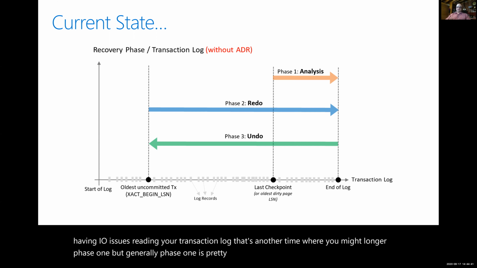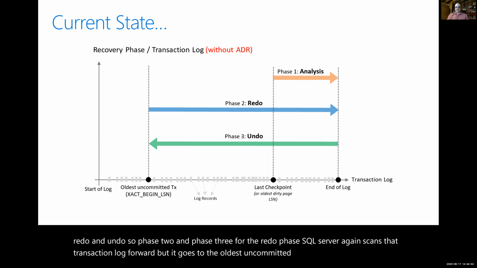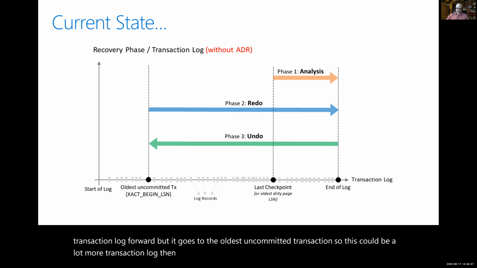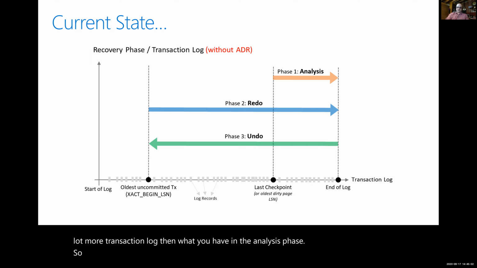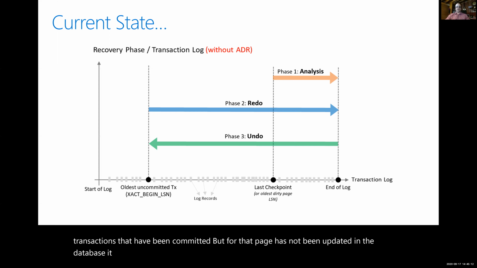The two that take a really long time are redo and undo, so phase 2 and phase 3. For the redo phase, SQL Server again scans the transaction log forward, but it starts at the oldest uncommitted transaction, so this could be a lot more transaction log than in the analysis phase. It reads all the way to the end, looking for transactions that have been committed but where the page has not been updated in the database. It makes that update, so your database is in the state it's supposed to be in once it gets to the end of the transaction log.